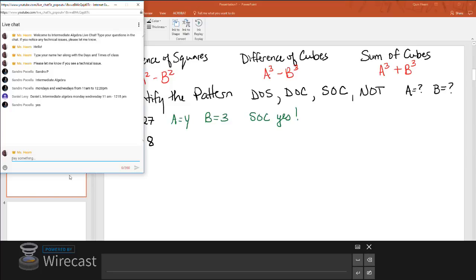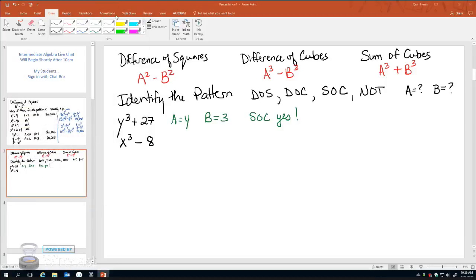Hello, Sandro and Daniel. I'm glad that you were able to get in. I'm sorry if there was a technical problem earlier, but I think you'll be able to pick up where we are now. We're looking at the patterns difference of squares, difference of cubes, and sum of cubes, and we're just trying to identify which polynomials fit those patterns.